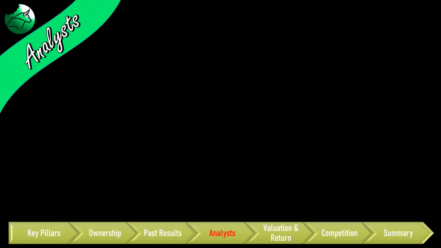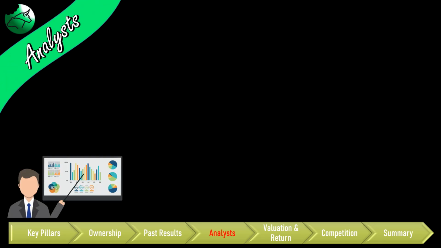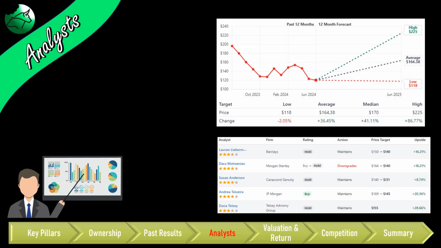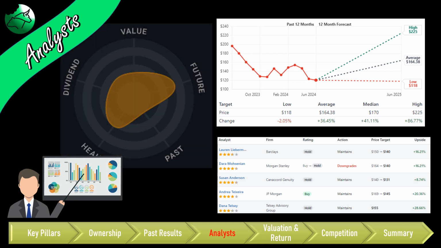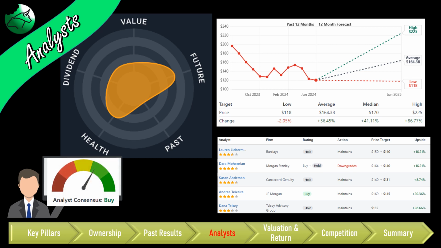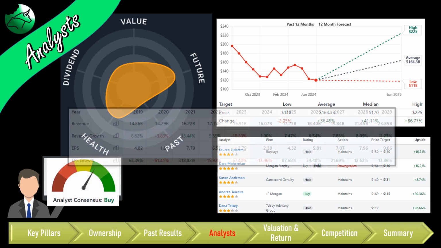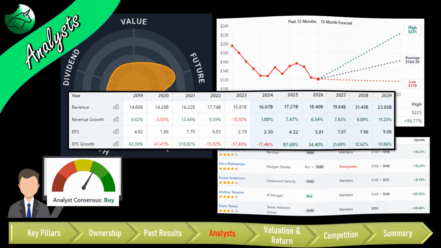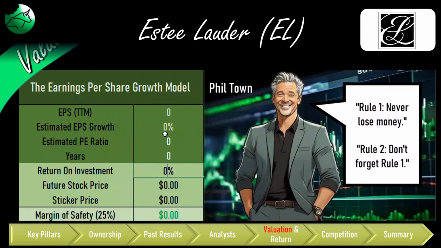On average, the analysts believe that the price target should be $164, but some believe it can go as high as $225. Analyst reports suggest that Estee Lauder is probably still undervalued at the moment, and the overall consensus is that Estee Lauder is a buy. Collectively, the analysts believe after this year, the company will continue to grow between 13% and 88% over the next few years.